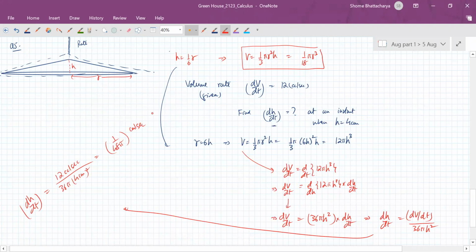Yes, I got it. How did you get that 36 pi h square? You differentiated 12 pi h cube, right? Acha, d by dh, okay. Pi is a constant, so just h cube's differentiation is 3h square. Yes, sir, got it.